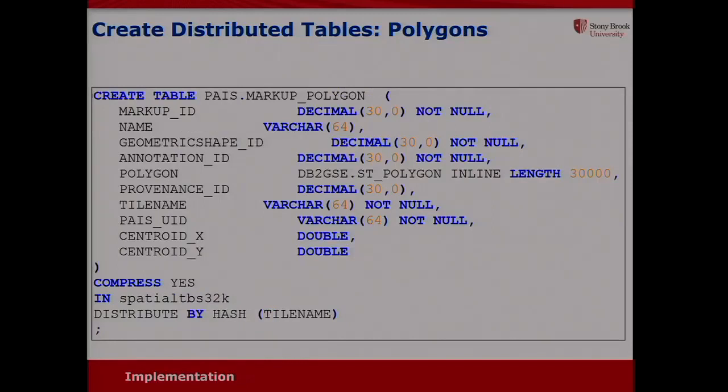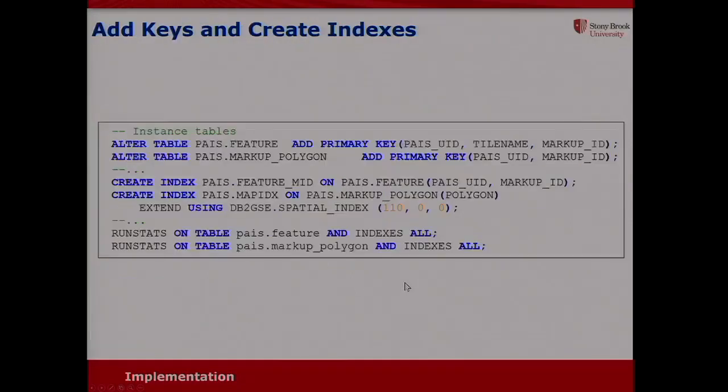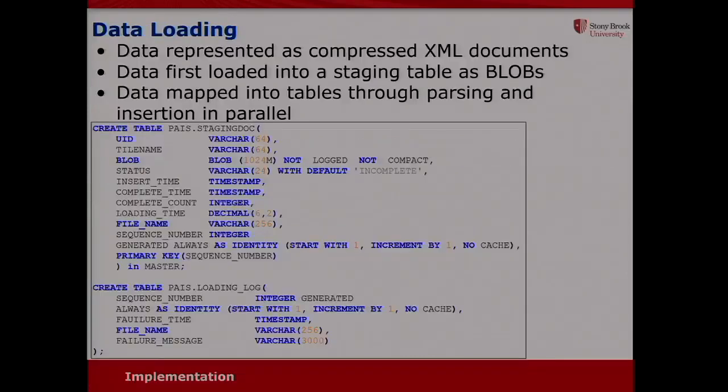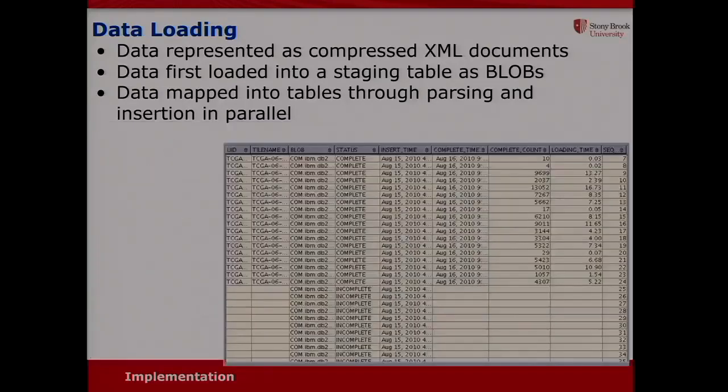Similarly, this is another table for polygons. Again, we partition it across all the partitions using this specific table space. Here you can see we also have another option called compress. That means this whole table will be compressed. Since the polygon data could be very big, we can compress it to make query performance much more efficient. And then we create additional keys and indexes, and we have scripts for the data loading and other things.